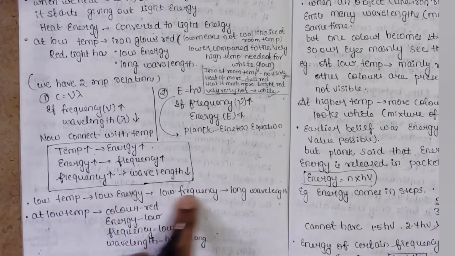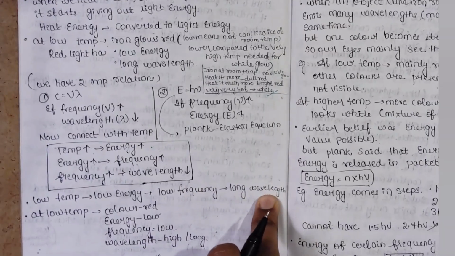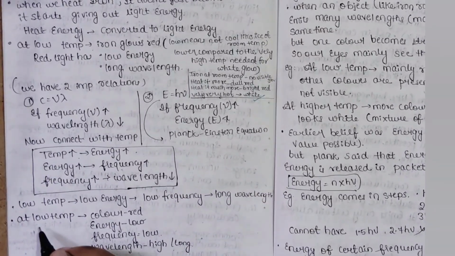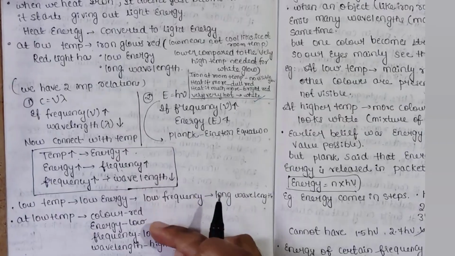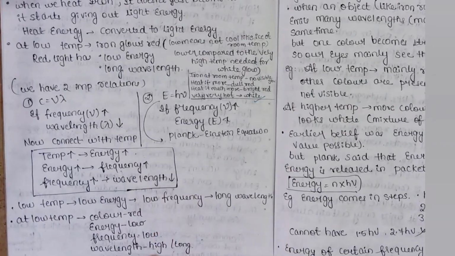These are all directly proportional. Only wavelength is inversely proportional. At lower temperatures, the color is red, energy is low, frequency is low, and wavelength is high.